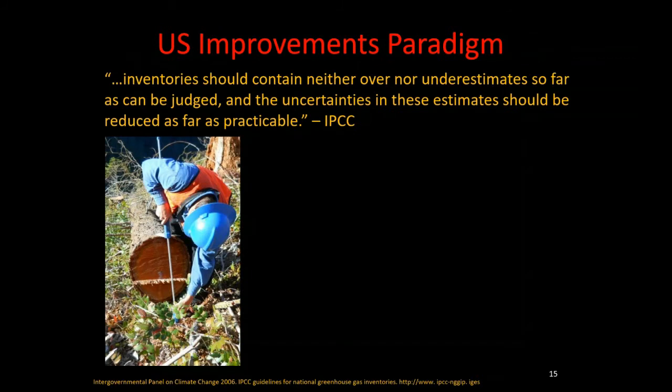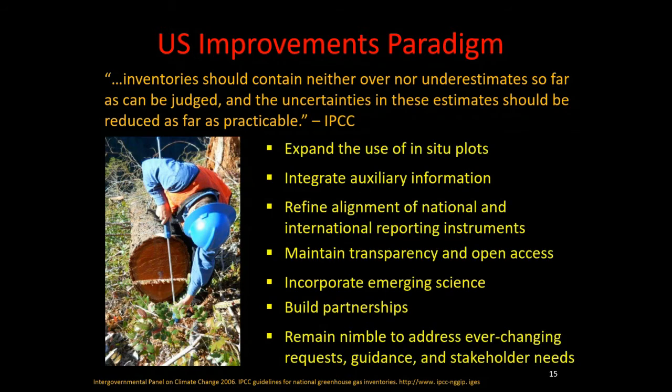So our improvement paradigm, there's a statement from the United Nations IPCC that every nation should try to not have biased results, neither over nor underestimate their nation's forest carbon. And you should try to reduce those uncertainties as far as is practical. So that means in the U.S. we've been trying to use more and more of the annual inventory we started around 2000. Also incorporate auxiliary information. And that really, in this day and age, means satellite information, means laser scanning technologies. And we're doing a lot of research on that.